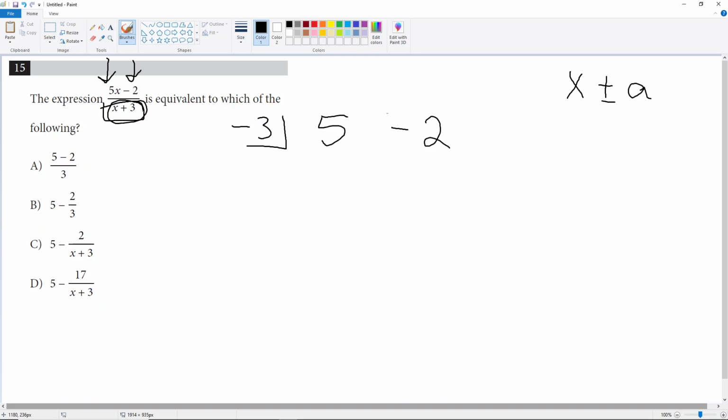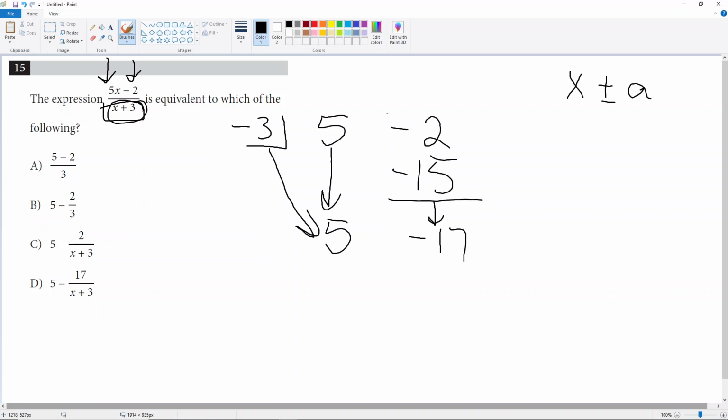I believe in the SAT Practice Test 2 answers, the explanations, College Board provided long division. But you can do synthetic division too. So now whatever this first number is, bring it down like that, and then multiply that negative 3 times 5, that's negative 15. And then you add those. That's negative 17. And whatever the last one comes out to, that's the remainder. So the answer to this is 5 minus 17.